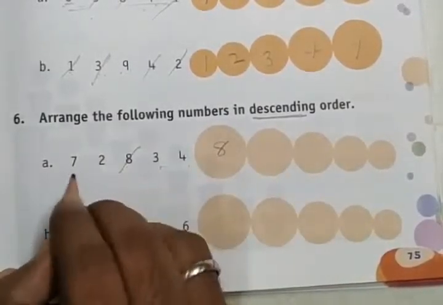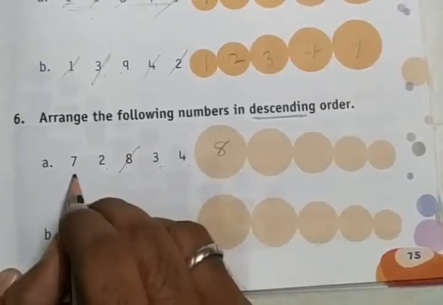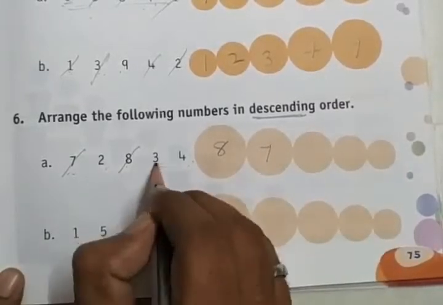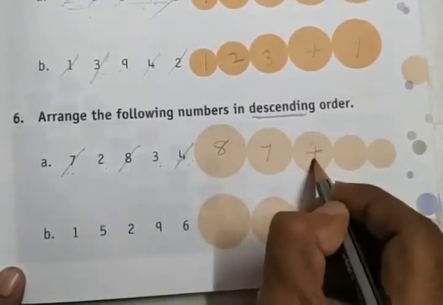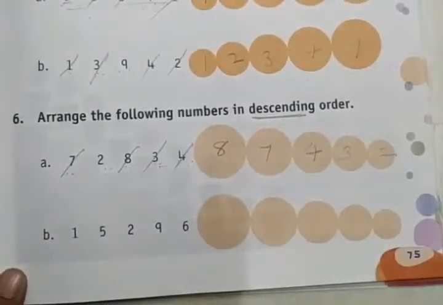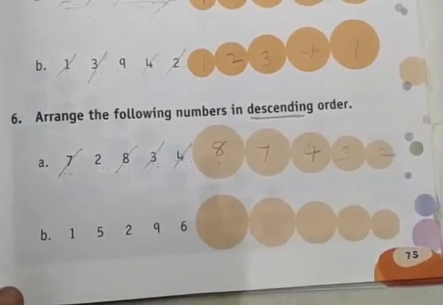After this, 7, 2, leave this. This is over. Then 7, 2, 3, 4. Here 7 is the biggest number. Then 2, 3, 4. 4 is the biggest number. 2, 3. 3 is the biggest number. Finally write 2. This is called biggest number to the smallest number.